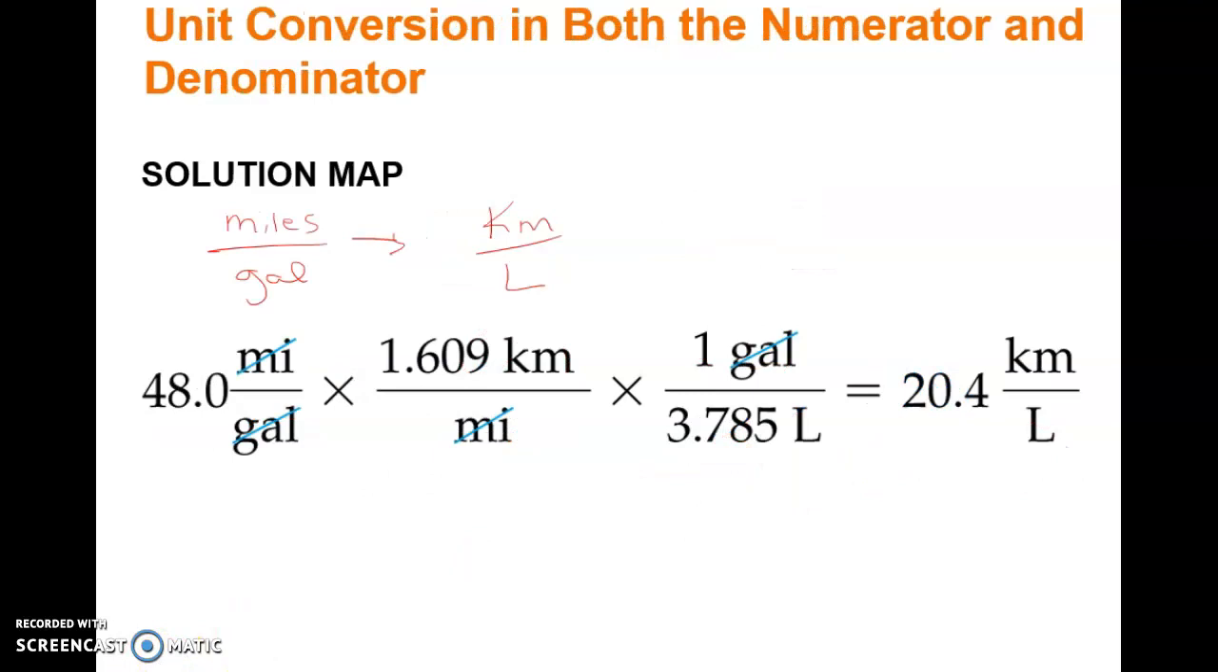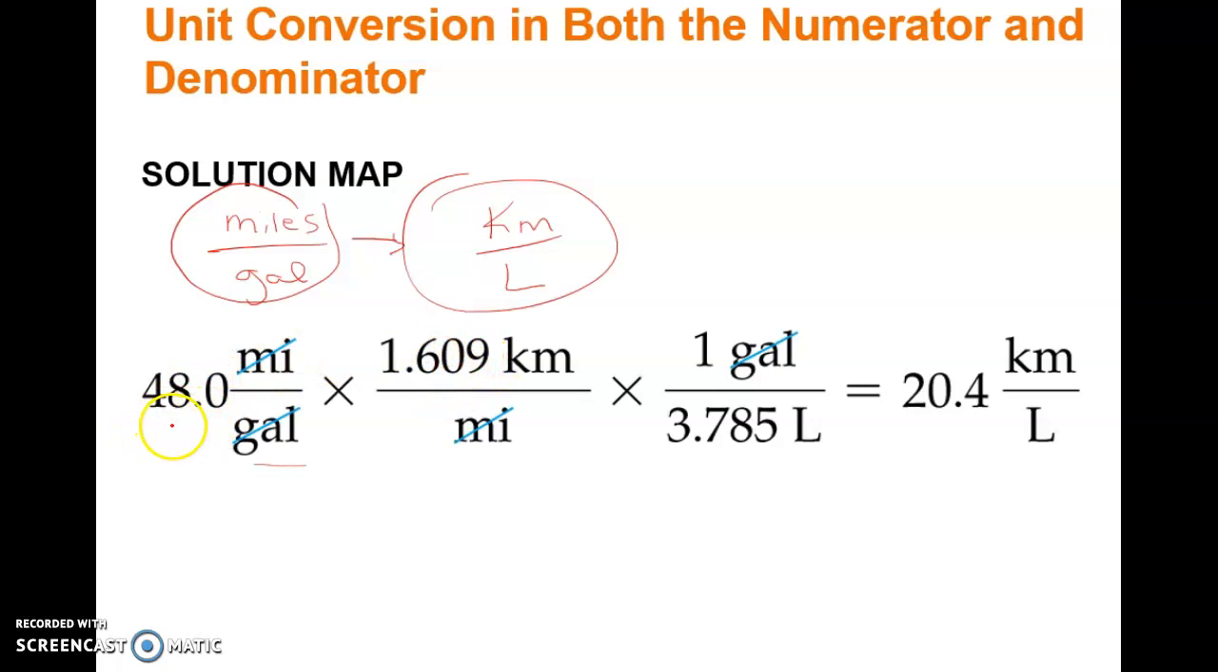Excellent. Here's another one. This one wants us to convert from miles per gallon to kilometers per liter. Okay, so they took the step first of going from miles into kilometers, and that's a perfectly fine way to go. You could also decide to convert your gallons into liters first, but we'll just follow the steps that they did.